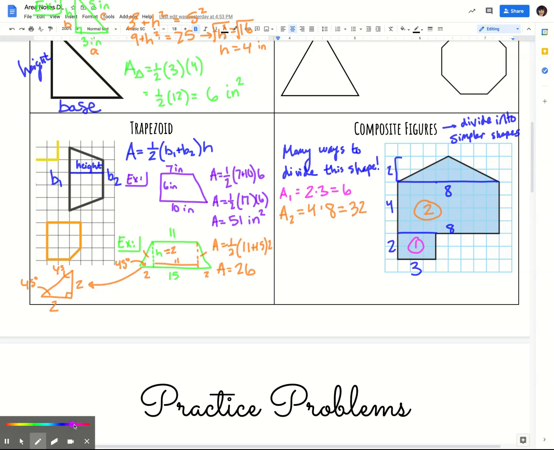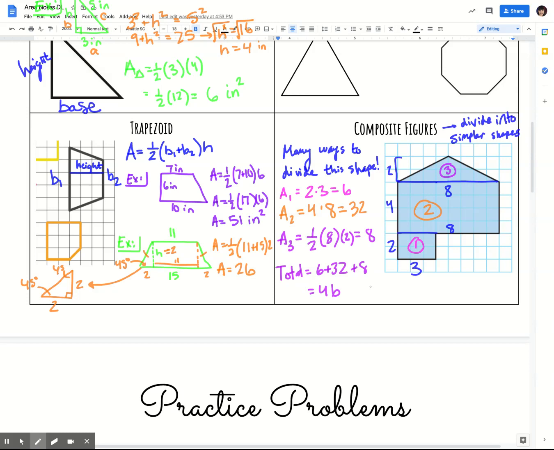And then the area of my third shape is a triangle. So that's 1/2 of the base, which is 8, times the height, which is 2. When you multiply all that together, the area is 8. So for the total area, you're just going to add those 3 together: 6 plus 32 plus 8, which is 46. So that's how you find the area of an irregular or composite shape.